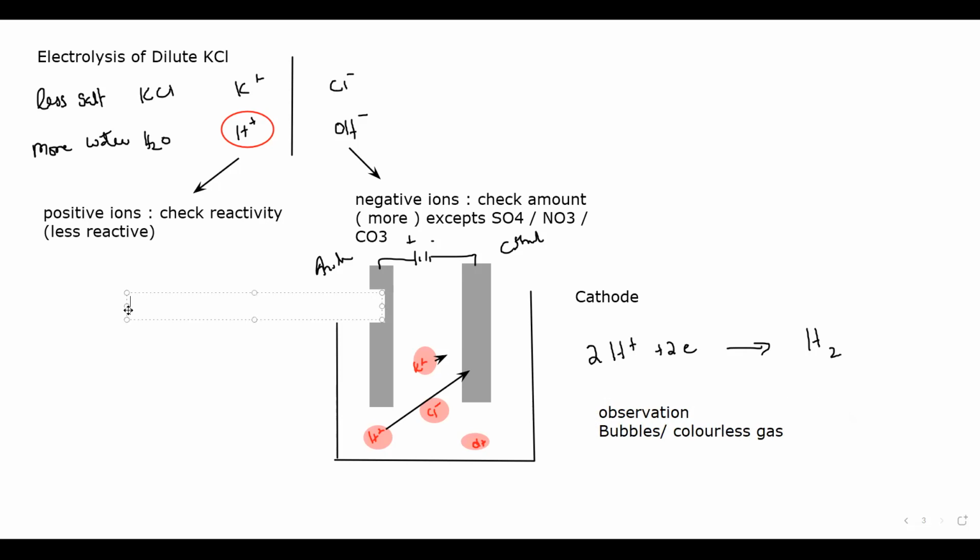What happened at the anode? For the anode, we check the amount, except the three, which do not move. So which one is more here? It's a dilute solution, so a dilute solution means it contains more OH. So which ion is discharged at the anode? Is it Cl or OH? Which ion is able to discharge? Cl or OH? So it is the OH ion. The OH ion is able to move or discharge at the anode.